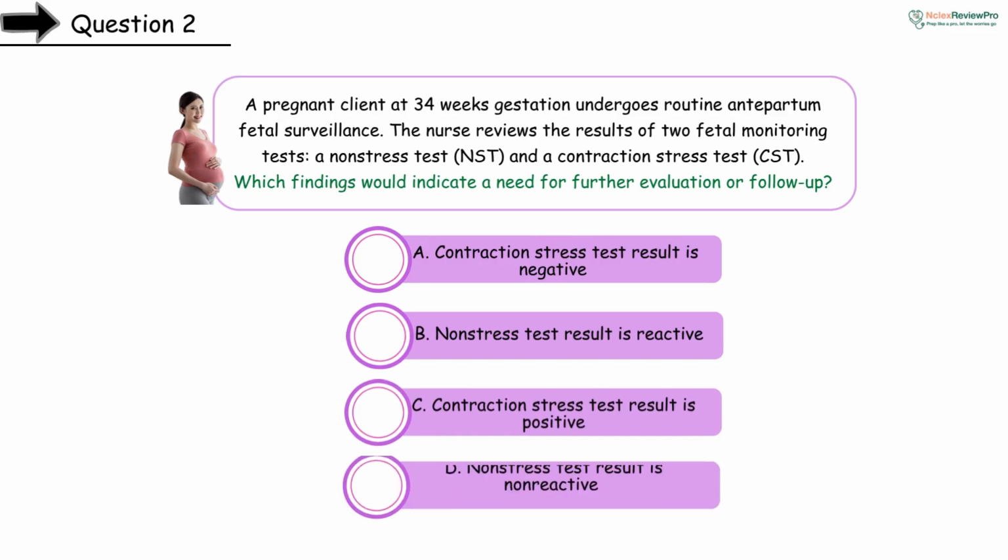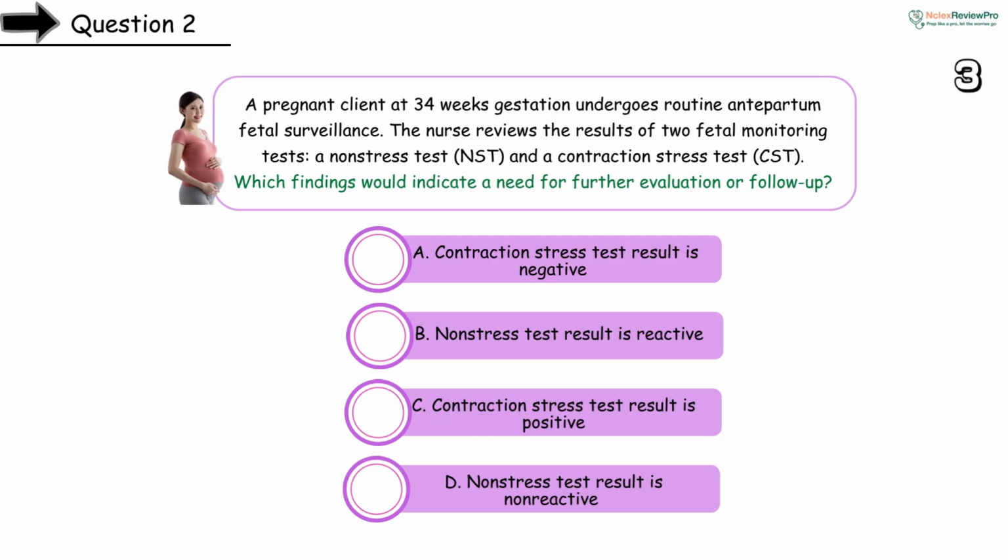Let's look at the options. Option A, contraction stress test result is negative. Option B, non-stress test result is reactive. Option C, contraction stress test result is positive. Option D, non-stress test result is non-reactive. Take a moment and think about your answer. Remember, this is SATA, so more than one option may be correct.